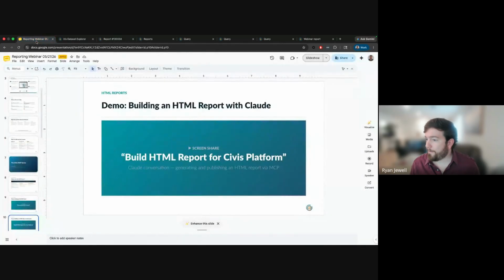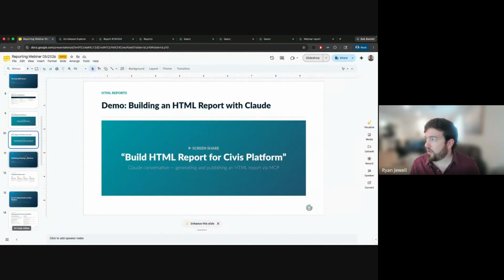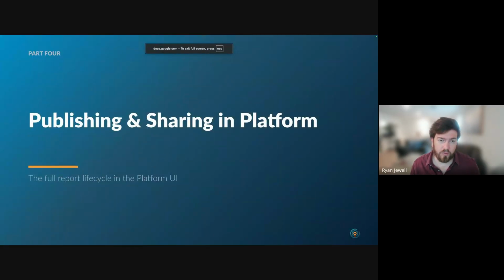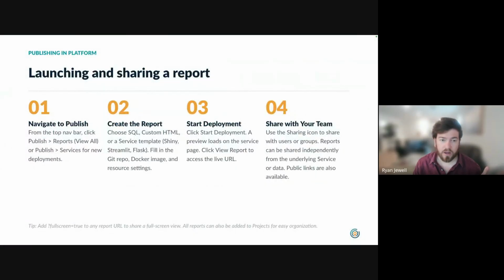With that, I'm going to jump back into the webinar, into the slide deck. So we're going to go over publishing and sharing on Civis Platform. I just went over that a little bit, but here's a slide on it. Like I demoed, you go to the nav menu at the top of Platform, you click on the Publish button, and you can view all reports from there. I'll show that in a second.